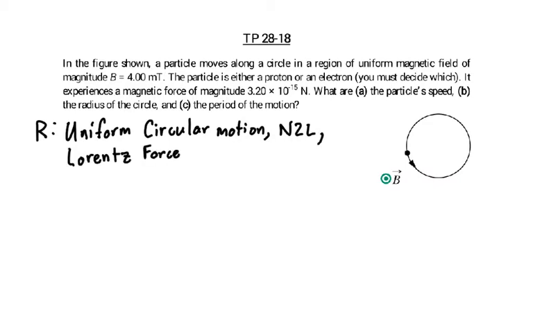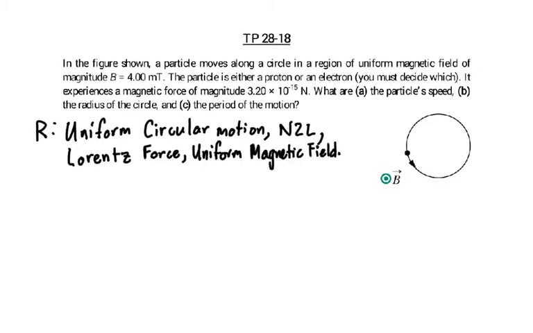And one other key thing we might point out is the fact that it is in a region of uniform magnetic field. That makes the uniform circular motion possible. If the magnetic field were different on the left side than the right side, then we wouldn't have a nice, pretty circle. We would have something much more chaotic.